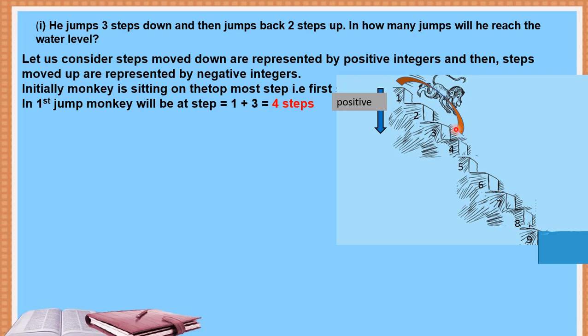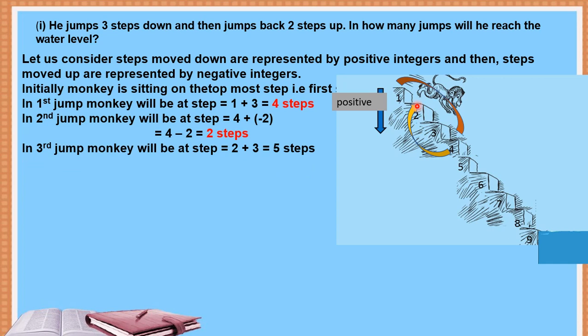Then the monkey jumps back 2 steps up. That means we have to subtract 2 steps from this step. So in the second jump, the monkey will be at step number 4 plus, this going towards upside is shown by negative integers, so 4 plus minus 2. That means from the fourth step he takes 2 jumps back, that is 4 minus 2, at the second step. So he reached this position after 2 jumps, in the second step.